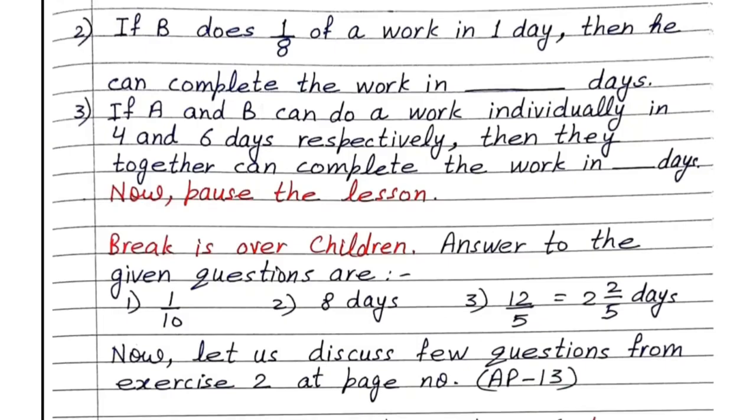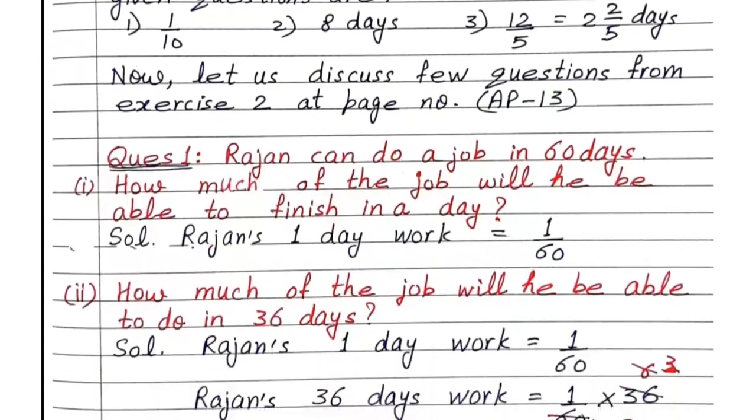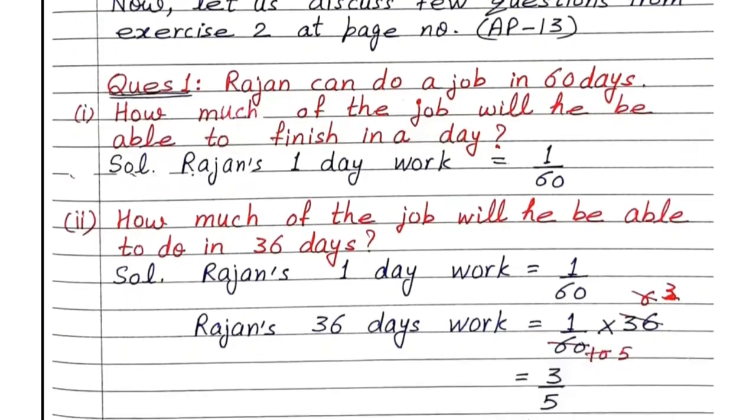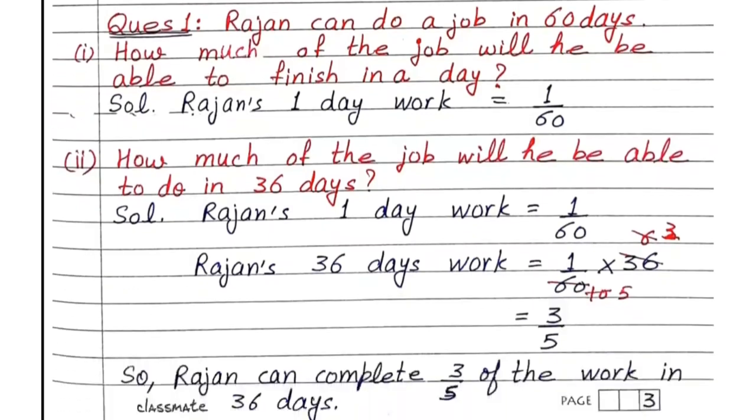So here, question number 1 is: Rajan can do a job in 60 days. The first part is, how much of the job will he be able to finish in a day? Now we have to find the work done by him in 1 day, right? So how to find this? That is 1 upon 60. So Rajan's 1 day work is 1 upon 60.